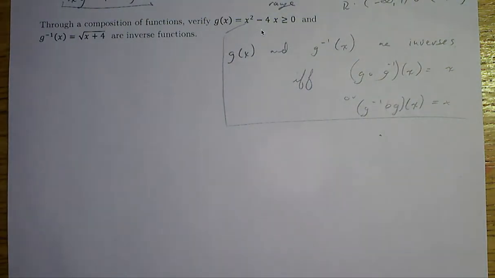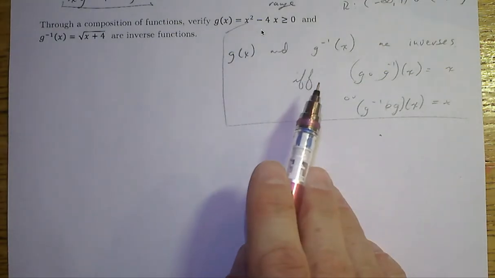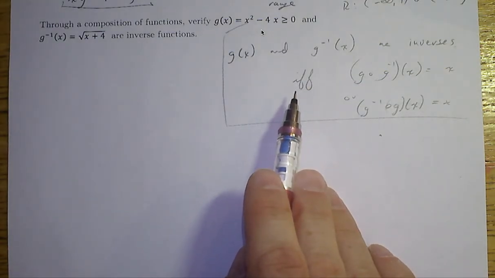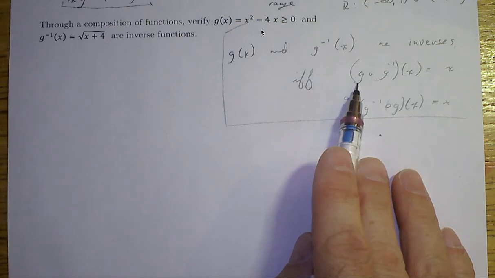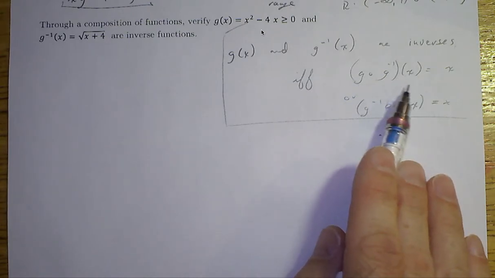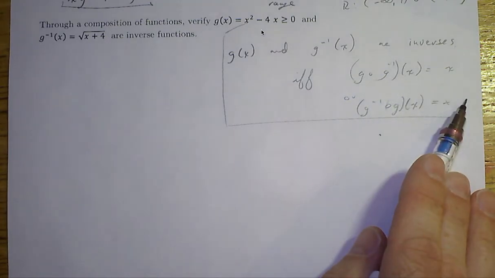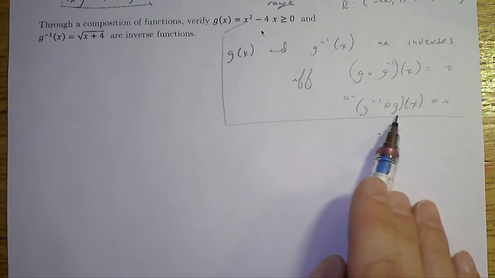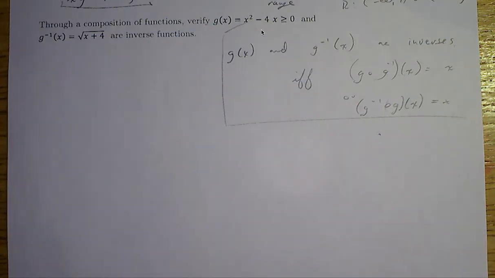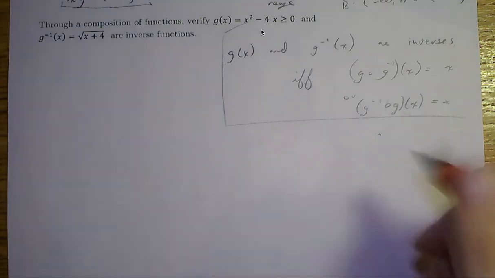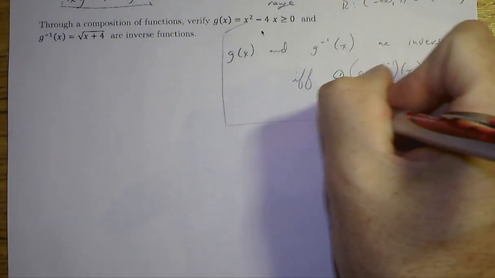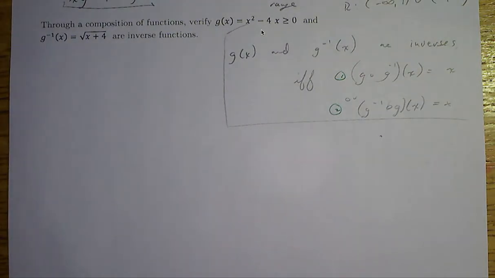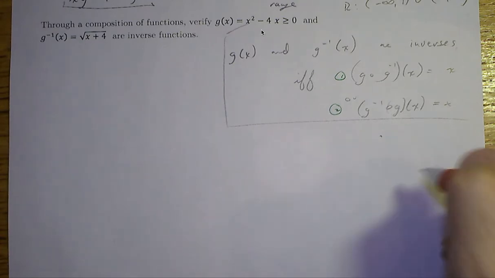Two functions are inverses if and only if g composed of g inverse of x is equal to x, or g inverse of g of x is equal to x. Now, this is a composition of functions. So this first one, I'll write this in another way, and it may not get any easier.